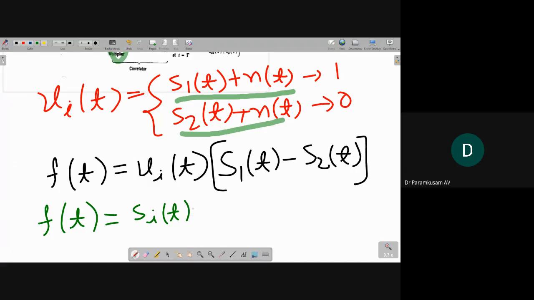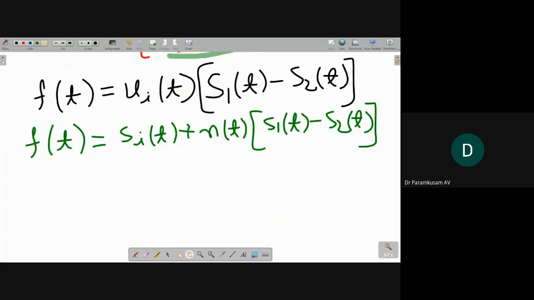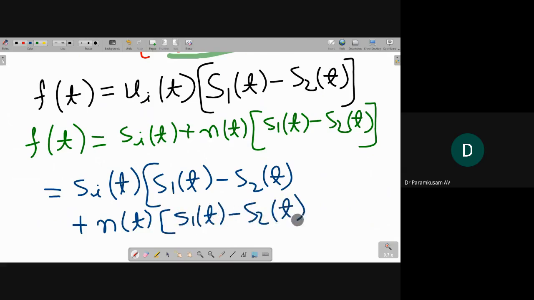Si(t) plus n(t), into S1(t) minus S2(t). Then what is the output of this one? So this is equal to Si(t) into S1(t) minus S2(t) plus n(t) into S1(t) minus S2(t). Okay, so f(t) is equal to this.